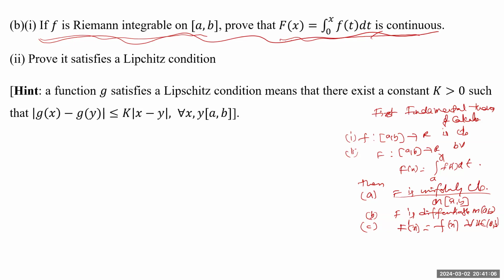So what is the next one? It satisfies the Lipschitz condition. What is the Lipschitz condition? That is, G satisfies the Lipschitz condition means there exists a constant k greater than 0 such that the modulus of G of x minus G of y is less than or equal to k times modulus of x minus y. So I will check what this one is.